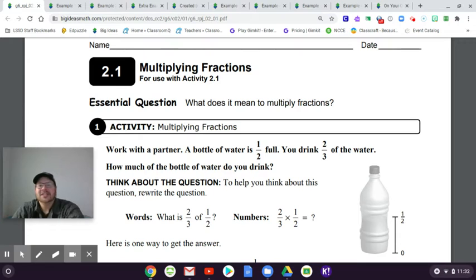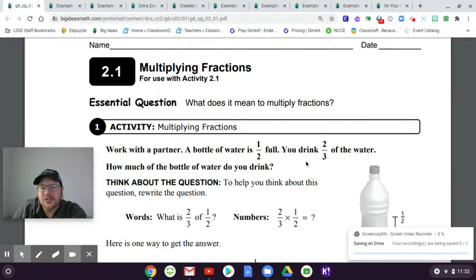multiplying fractions. We're going to start with this story problem just to give you an idea of how multiplying fractions works. So, imagine it says work with a partner, but it's COVID, so you'll just be working by yourself. A bottle of water is half full, the optimist says. So here we have this bottle of water, and half of it is full of water.